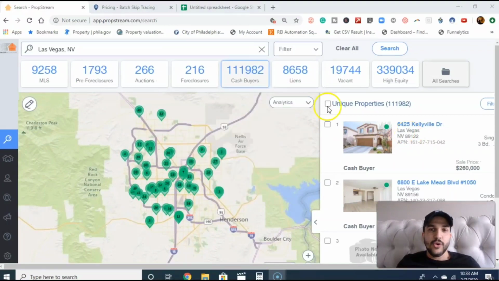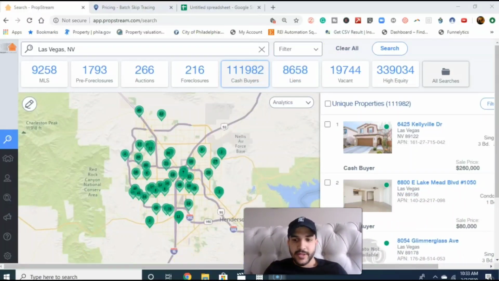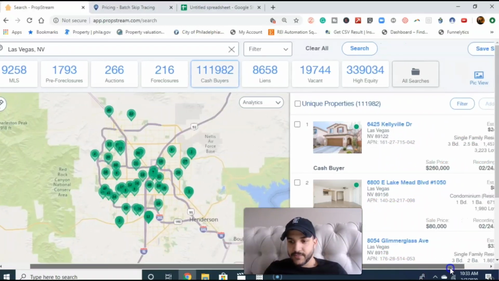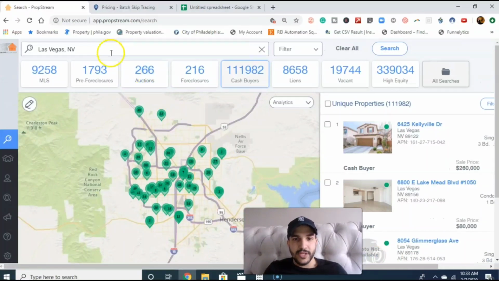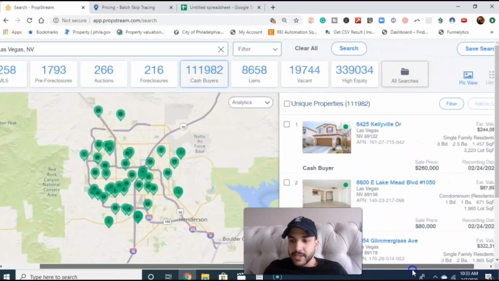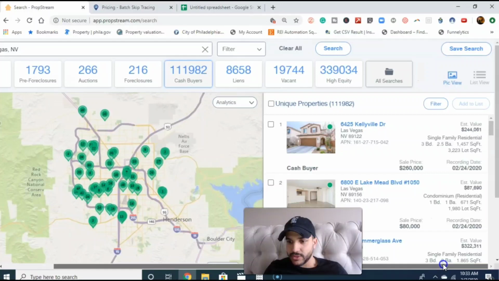Okay. So we're logged into Propstream. I just picked a random state. I just picked Las Vegas. So obviously when you put Las Vegas here, you get a list of all these data points, right? MLS, pre-foreclosure, auction, foreclosure, cash buyers, right? So what you want to do is cash buyers. You see that there's 111,982 cash buyers, right?